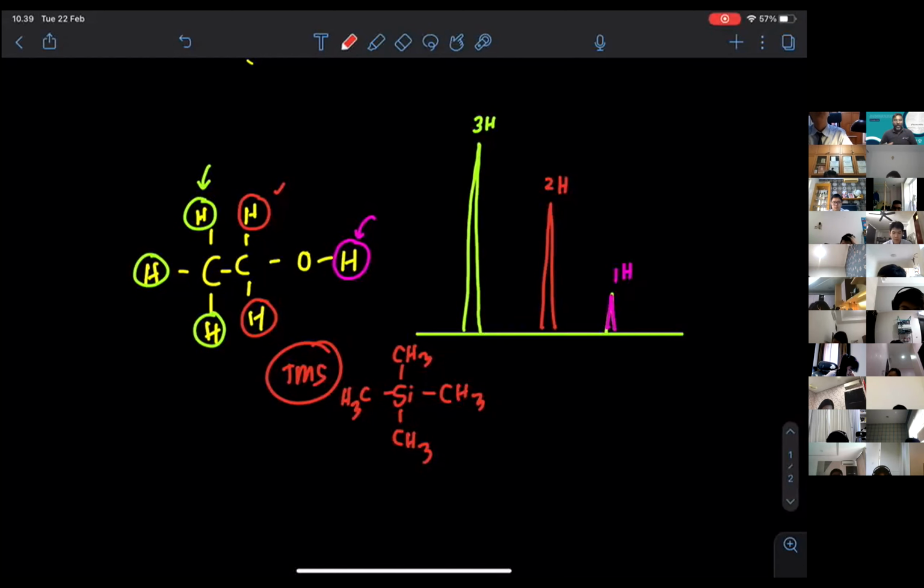TMS is going to give you a 0 reference value. Let's say TMS is this blue one, so this is TMS at 0. Whatever value is given as a reading over here is all going to be referred to the 0.0 from TMS. This is what we call the chemical shift, and this chemical shift is measured in ppm. This also helps you get detail about the molecule, so that is something we need to know.